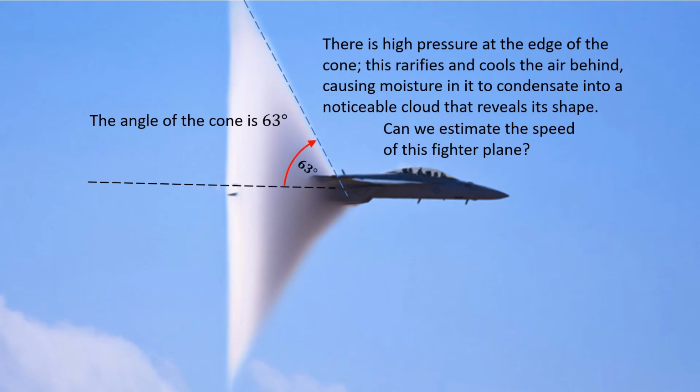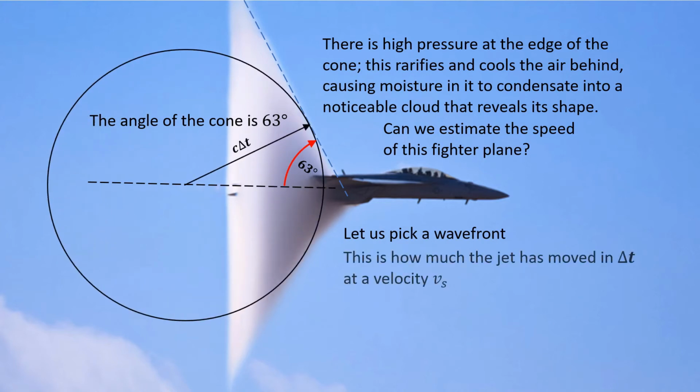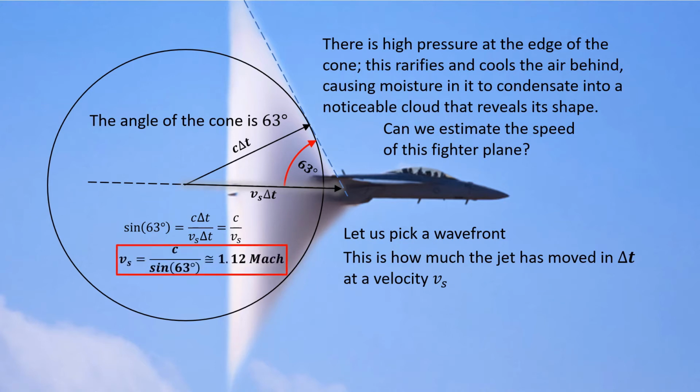Let's pick a wavefront. And this is how much the jet has moved in delta t at a velocity v sub s. It is straightforward that the sine of 63 degrees equals the ratio of the speed of sound to the speed of the fighter. So we did it. That jet fighter is doing 1.12 Mach, which means 1.12 the speed of sound.